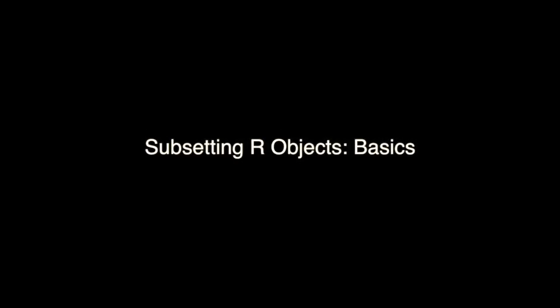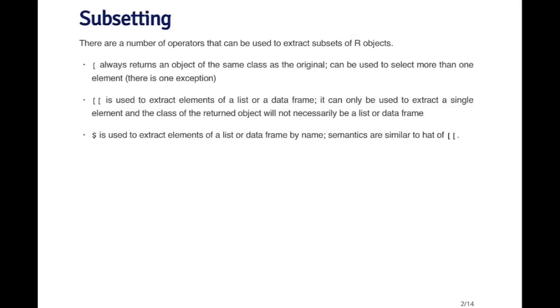I'm going to continue to talk about data types and basic operations in R. And in particular, in this video, I'm going to talk about subsetting objects in R. So there are a couple of different operators that you can use to extract subsets of R objects. There's the single square bracket, the double square bracket, which we saw in the previous video, and there's the dollar sign.